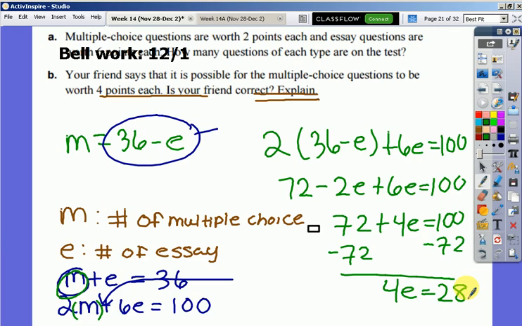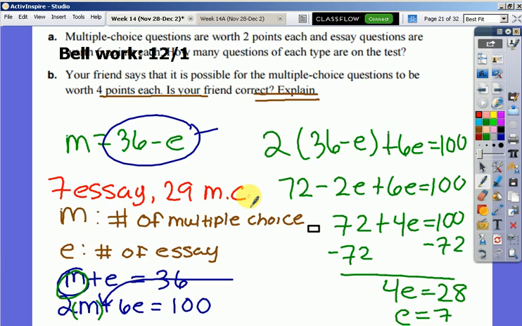So how many essay questions are there? 7. There are 7 essay questions, which means how many multiple choice questions must there be? 29. Correct. So you don't have to list that as an ordered pair based on the context of the problem. So you can just say there are 7 essay questions and 29 multiple choice. Okay? Do you have any specific questions on this?